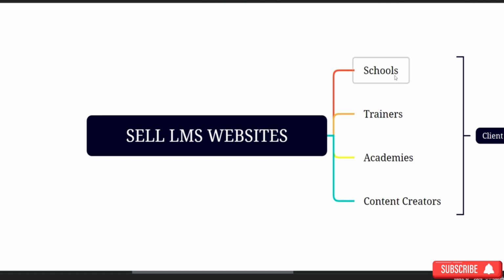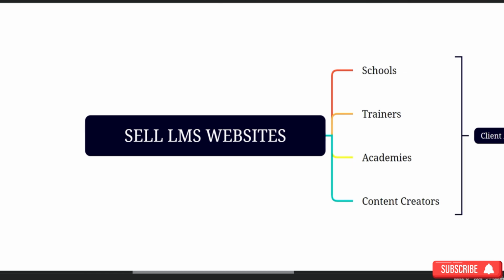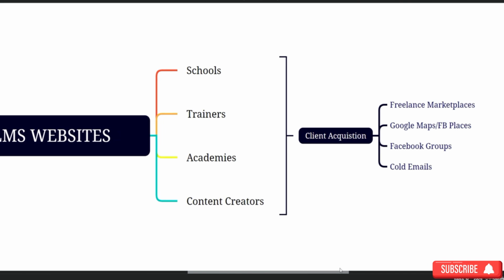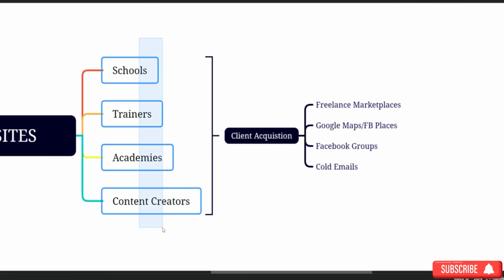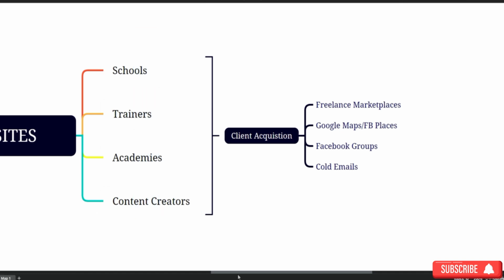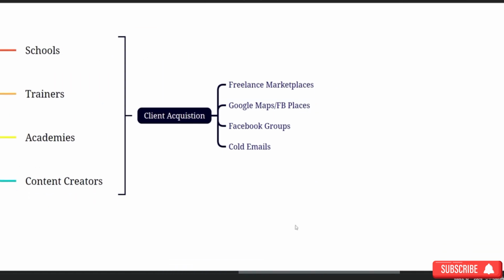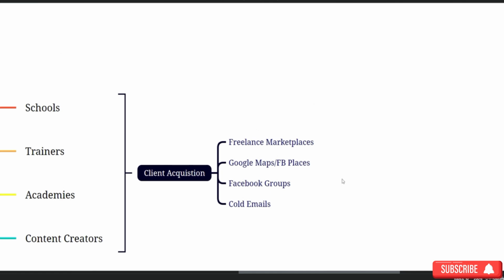Who are your ideal customers? Your ideal customers are schools who need the website, then the trainers who want to sell courses, then the academies, and then the content creators who have an audience, but they just want to sell something and you have to do it. So for client acquisition, how you find these types of clients, how you create websites and how you sell them, there are 4 methods that I think are worth it.